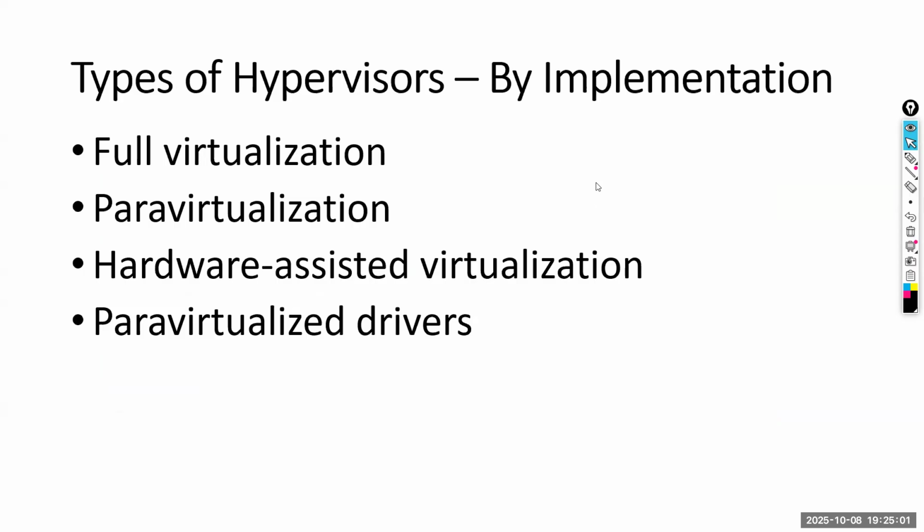So now we move on to another classification, by implementation. This is a different classification. There we can see four types of hypervisors. This is a different, independent classification. Okay: full virtualization, para-virtualization, hardware-assisted virtualization, and para-virtualized drivers. So we take them one by one with some advantages and disadvantages as well.